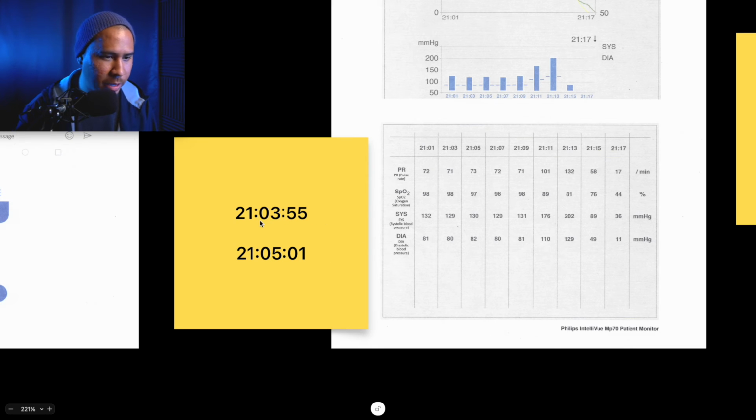So here's our two times. We had 21:03, and he seems normal here. And then 21:05. Also, yeah, no significant changes between those two times. But from here on out, something happens right here, or starts happening and then continues to happen. All right, let's move on.